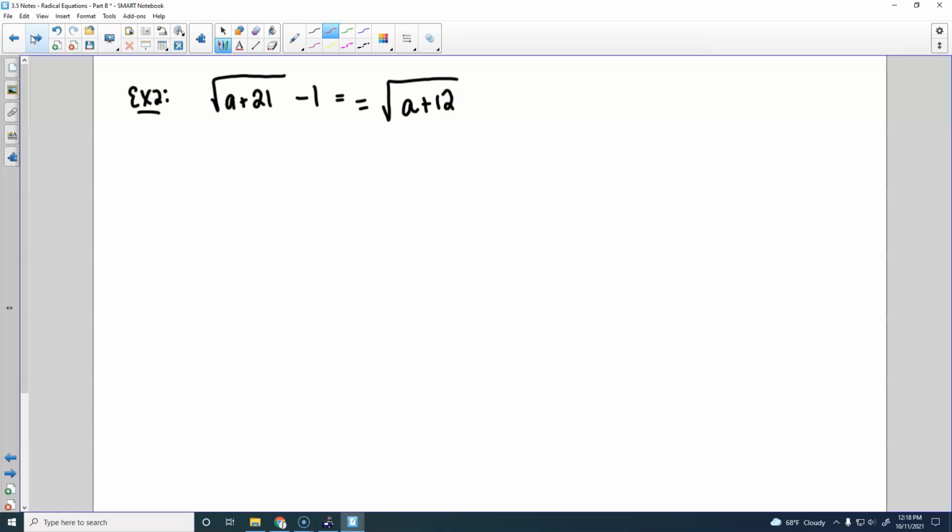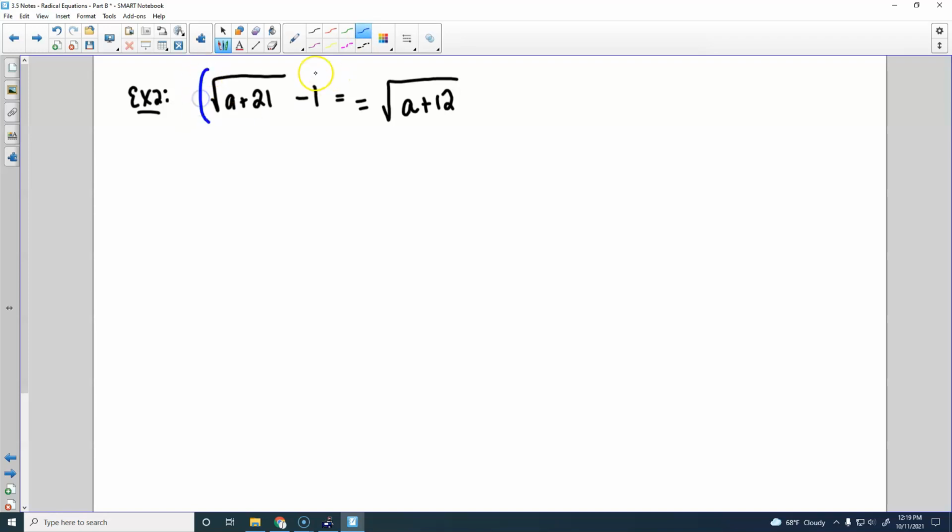So we got the square root of a plus 21 minus 1. That shouldn't have 2 equal signs there. Don't know why it does. Pretend like there's not 2 equal signs there. But it equals the square root of a plus 12.